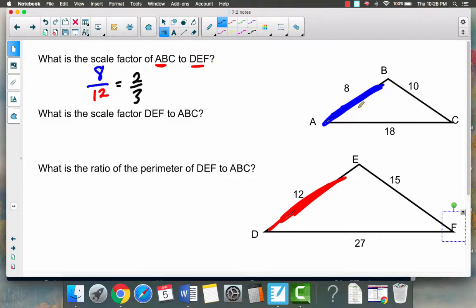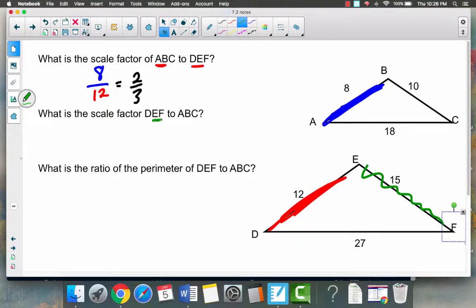So the first triangle obviously is going to be smaller than the second one because it is a fraction that's less than 1. Now notice if I said what's the scale factor of DEF to ABC, well now we're flipping it around. So all we would have to do is basically flip our fraction. But we could do this with any side and we should get the same numbers.